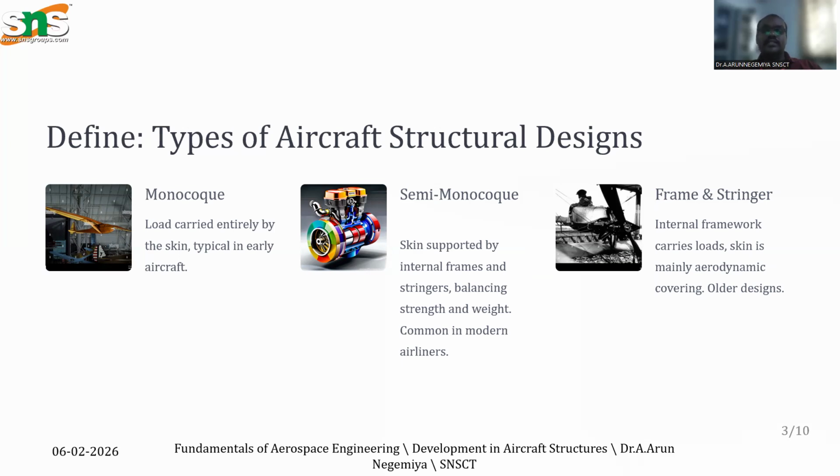And next one is the semi-monocoque structure. In semi-monocoque structures, the internal frames like stringers, balancing strength and weight, are useful. Mostly the modern aircraft are manufactured with the help of semi-monocoque structures. Next one is the frames and stringers. The frames can be utilized to connect the two wings, like the upper wing and lower wing. They can be connected with the help of frames and stringers.